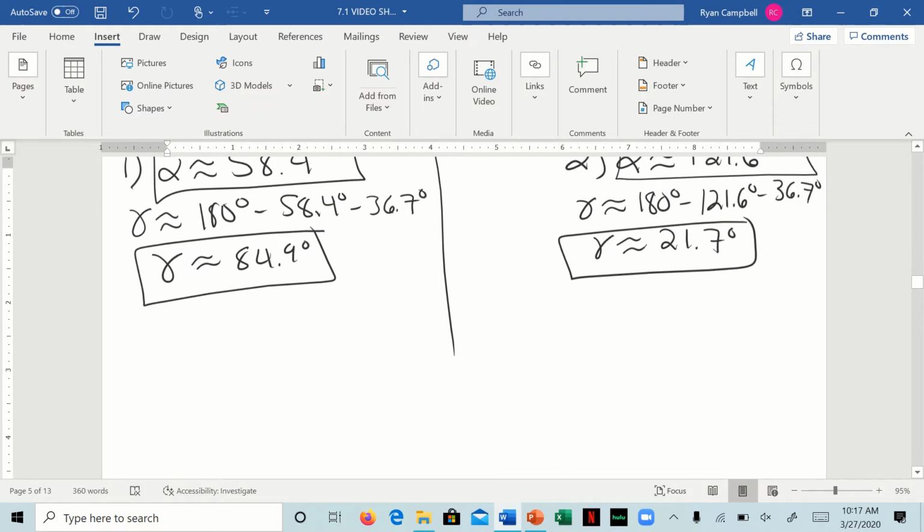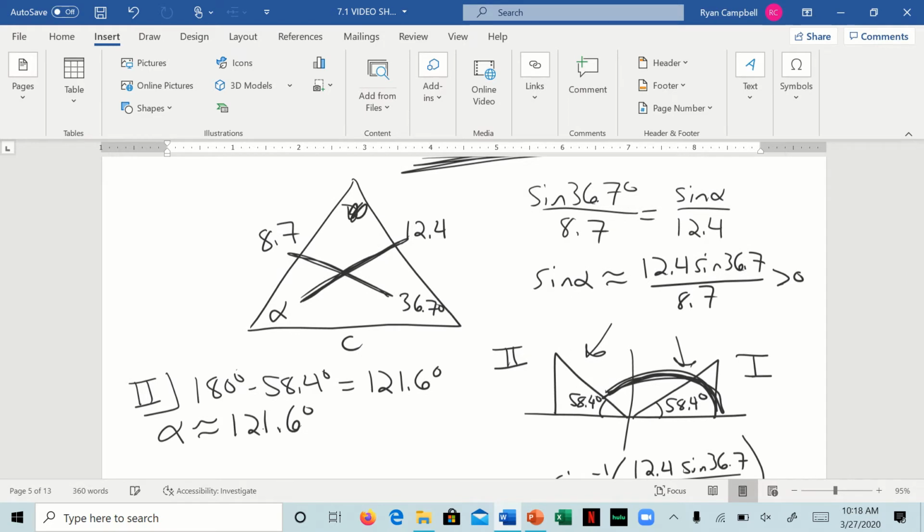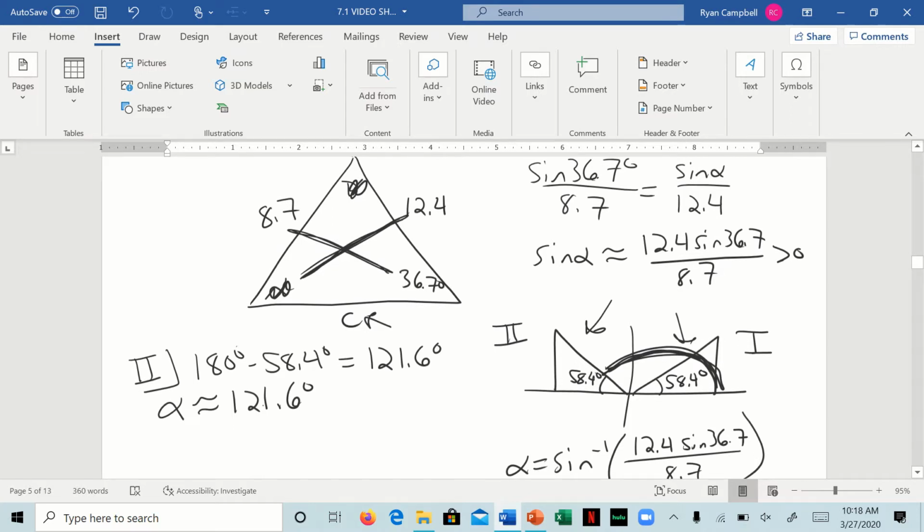And then lastly, we just need to figure out what's left to figure out. So we already know what gamma is. We know what alpha is. So C is the last thing to figure out. And the way we're going to find C is just, once again, by using law of sines.